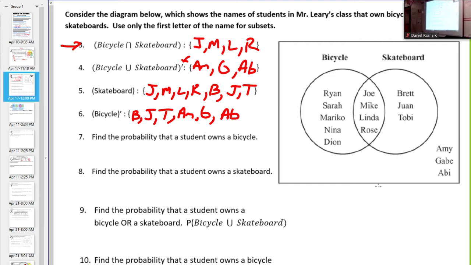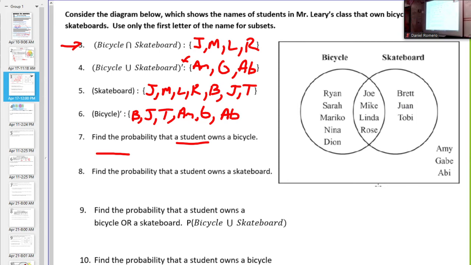Alright, now we're starting to get into probability, but this is still a continuation of last week. We haven't really done anything new. Find the probability that a student owns a bicycle. So our sample space is students. That becomes our denominator. How many total students are there?